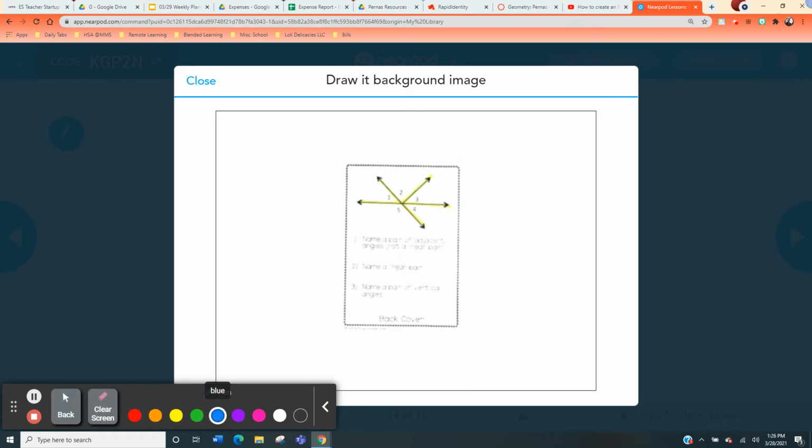So for example, name a pair of adjacent angles. That would be angle 2 and angle 3. Or you could have said angle 1 and angle 2, or angle 3 and angle 4. For number 2, you could have said angle 5 and angle 4. That would have been the only linear pair. Name a pair of vertical angles. You can say angle 1 and angle 4.